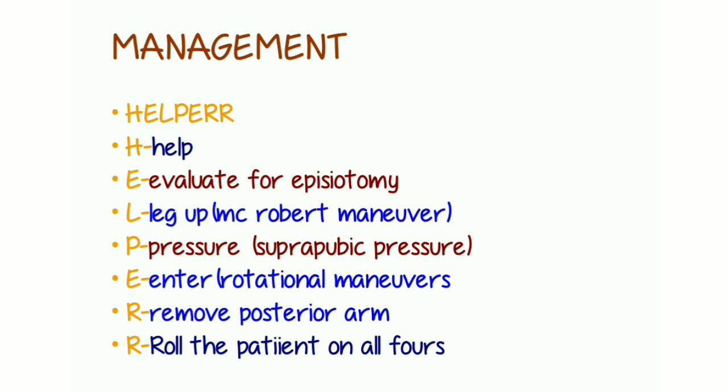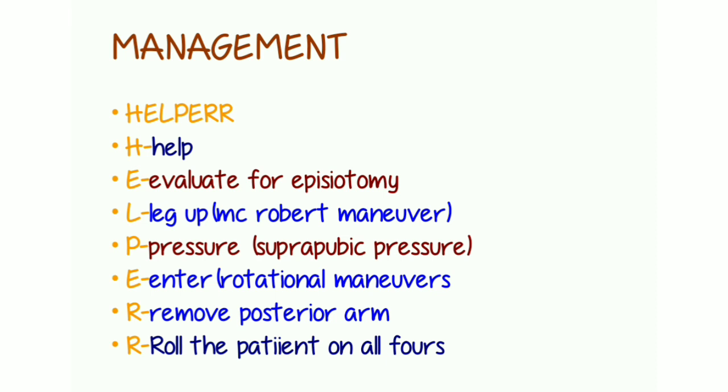Then P is suprapubic pressure. You have to apply pressure suprapubically, just behind the pubic symphysis. Make sure you apply the pressure so that the anterior shoulder can be delivered. If that doesn't work, then you go in, you enter, and do the rotation maneuvers. Be sure to read about the rotation maneuvers that are involved in this. So you enter inside, then do the rotation maneuvers, so you facilitate delivery of the anterior shoulder.